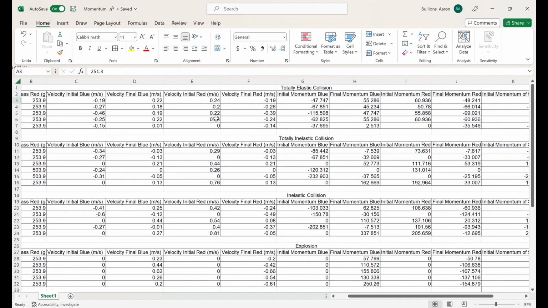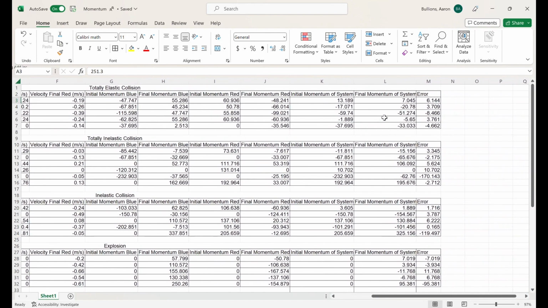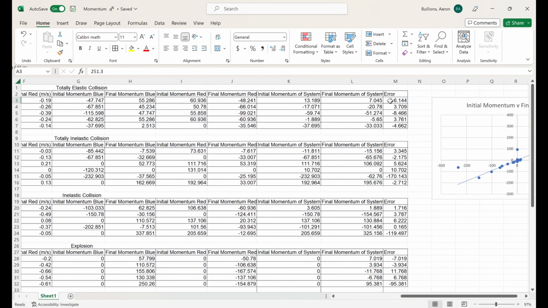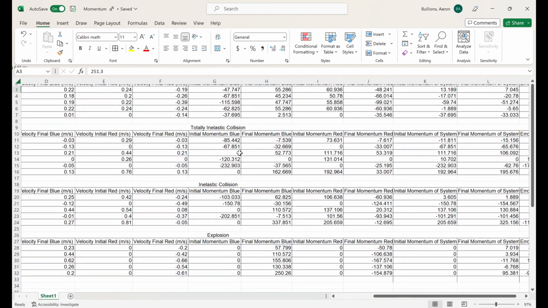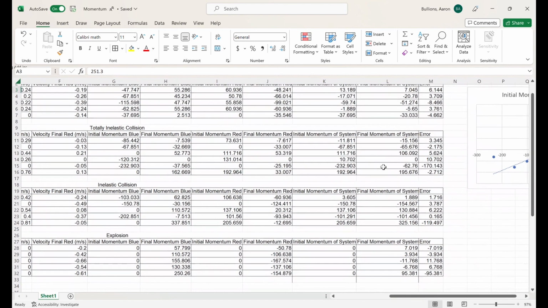And since we know momentum is mass times velocity, we were able to get the initial momentum of each car and the final momentum. We could add the initial momentum of the two cars to get the initial momentum of the system and the final momentum of the system. Since we're testing the conservation of momentum here, we're expecting the difference between these two to be as small as possible. We did the same method for the totally inelastic and inelastic collisions. We slowly made our way to find the momentum of the system and find the difference.